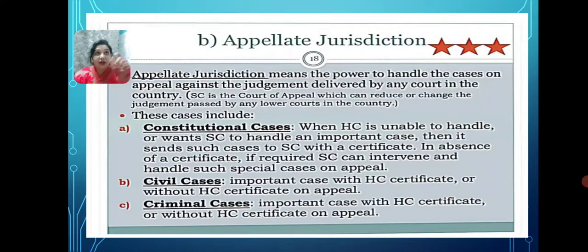Now from these terms only you connect and learn. Original means what? The pure one, the basic one, the very first one. So in the first instance, you can connect like that. Now appellate jurisdiction is a term derived from the word appeal. Appeal means what? To give a request.